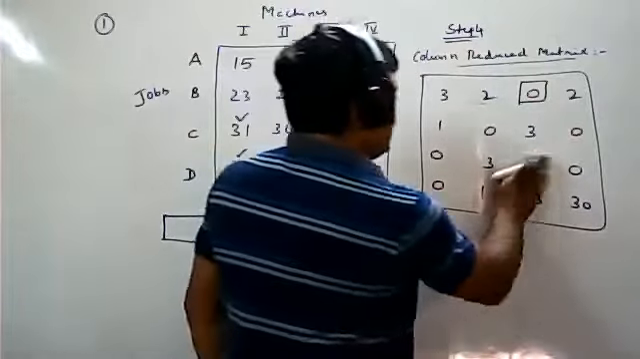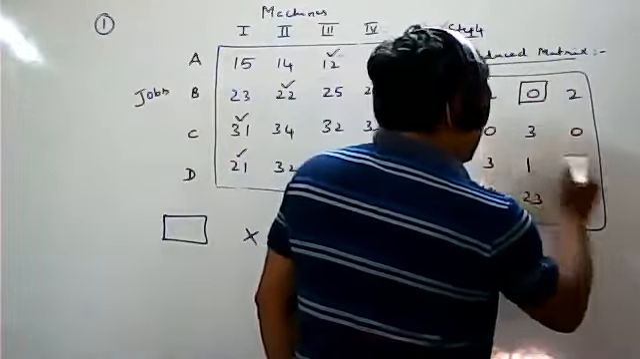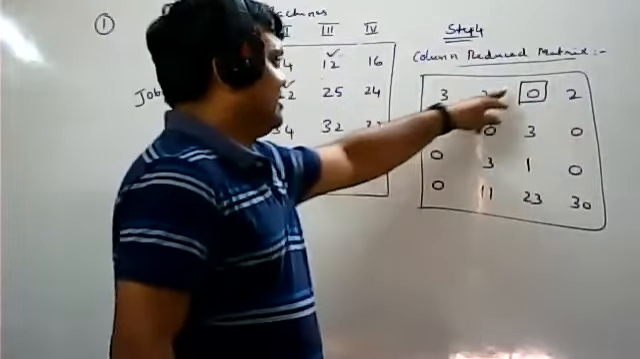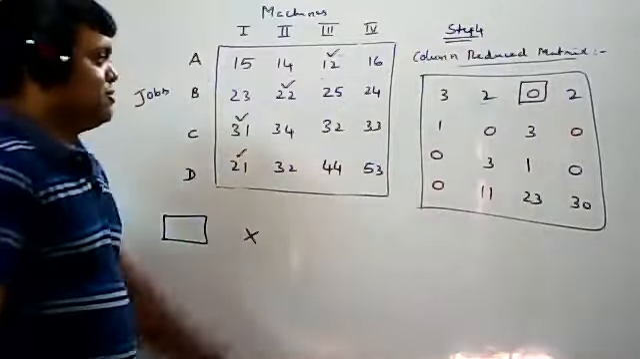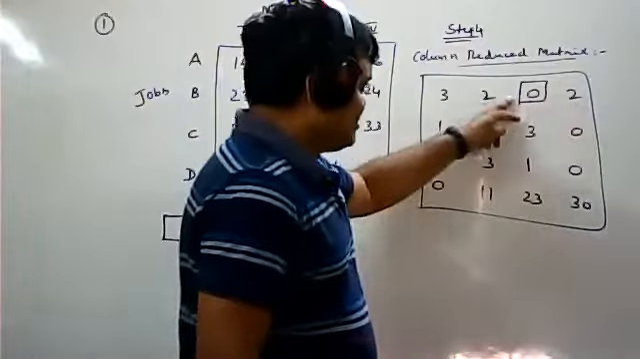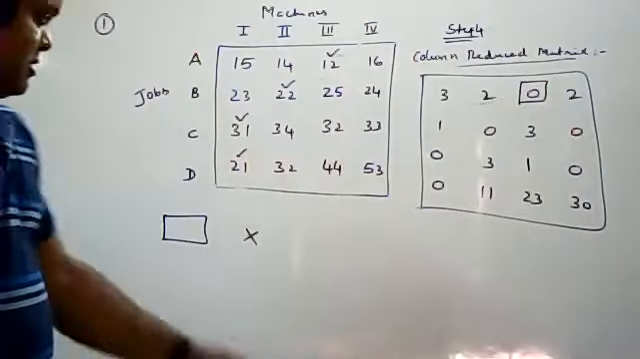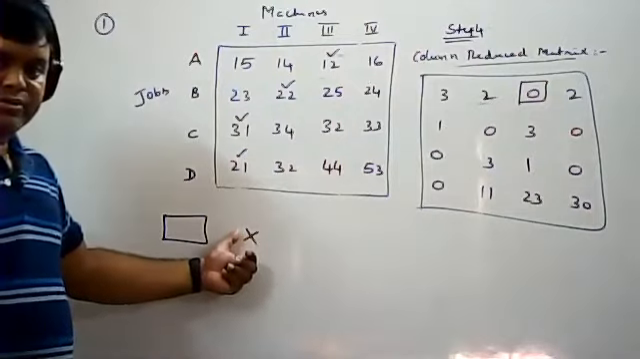But in this case, no problem. You are not getting zeros, so these values will be as they are. After making the assignment, row side zeros are not available and column side zeros are also not available. So you won't get a cross here. In this case, you won't get this cross.